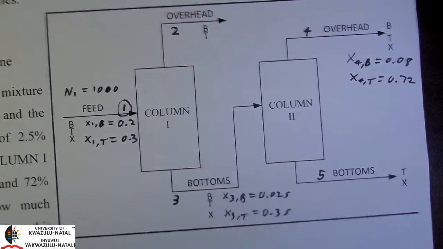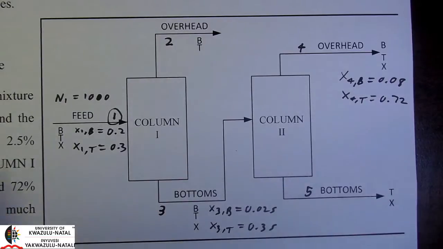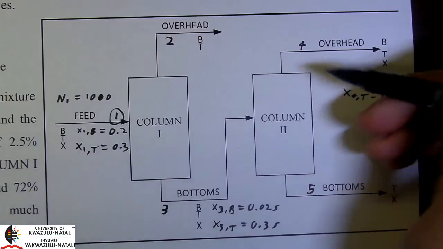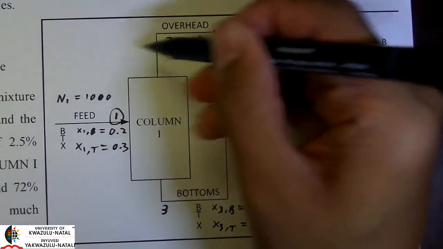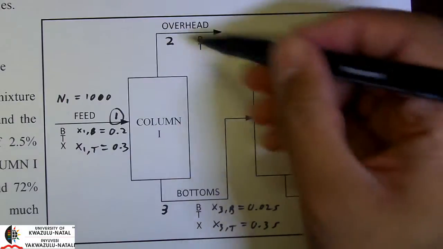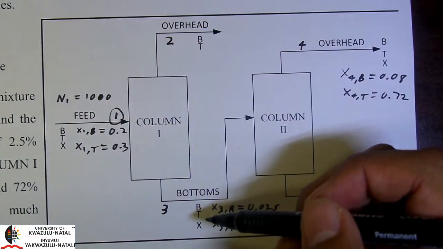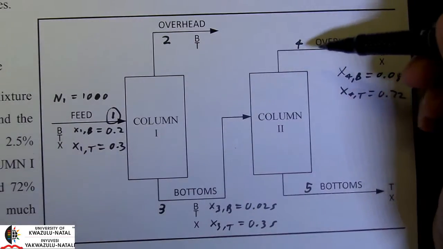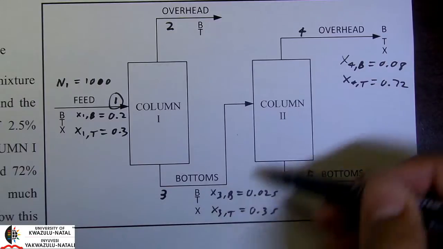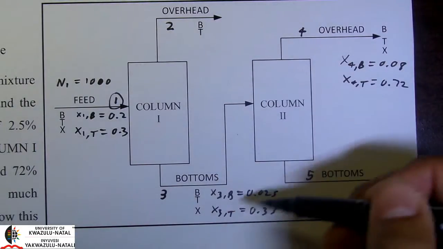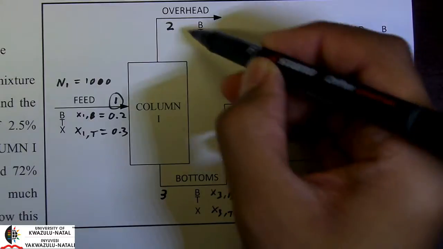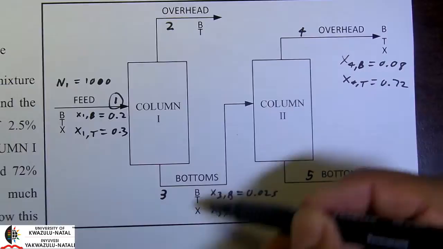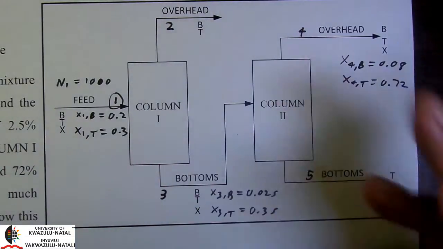Okay, so now if we take a look at this process, it has two separators, right? Two columns. It makes things more complicated because we have one unit here which we can write a balance over, right? The column 1 with 3 streams, and then we have column 2 also with 3 streams. However, stream 3 is common to both columns. So if we solve a balance around column 1 and we obtain some information on stream 3, then we can use that information in column 2, or vice versa.